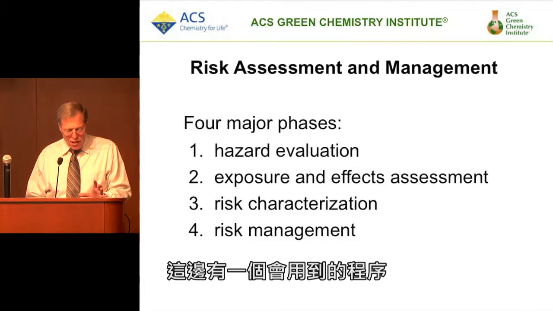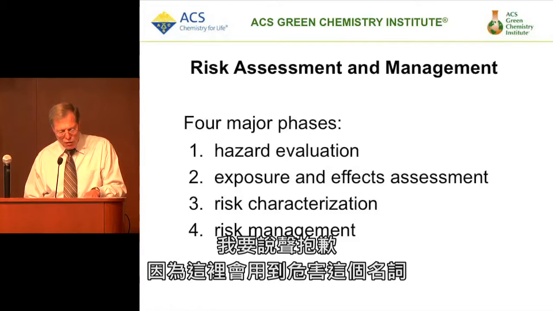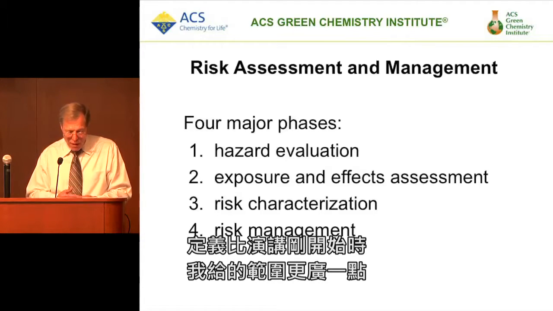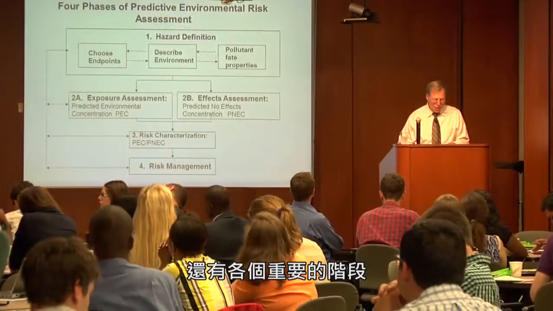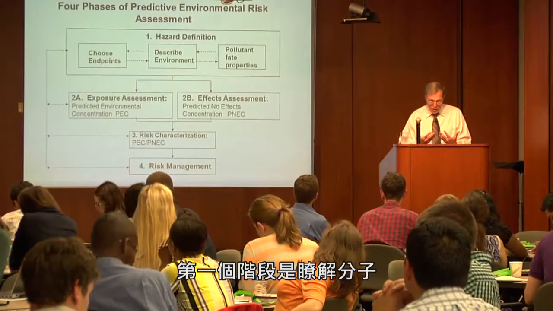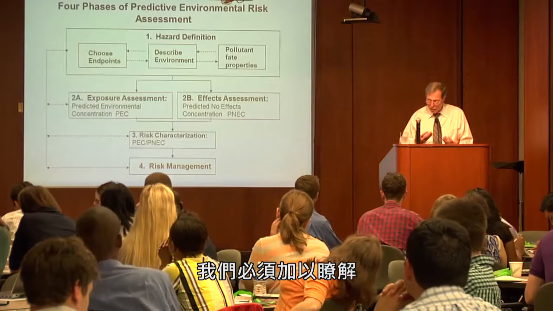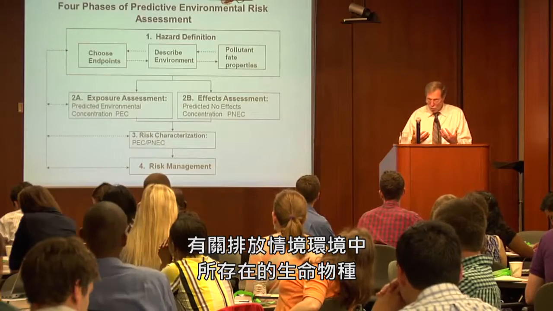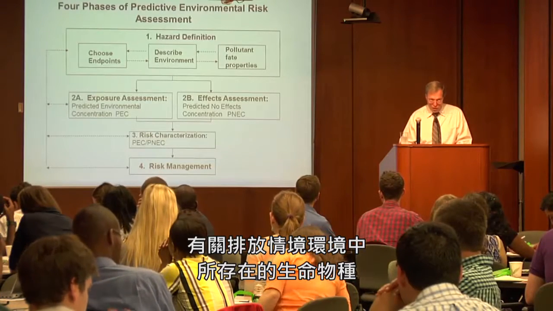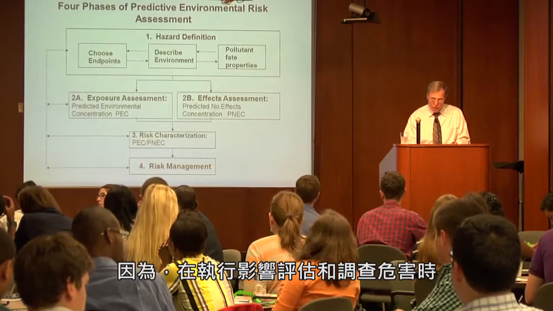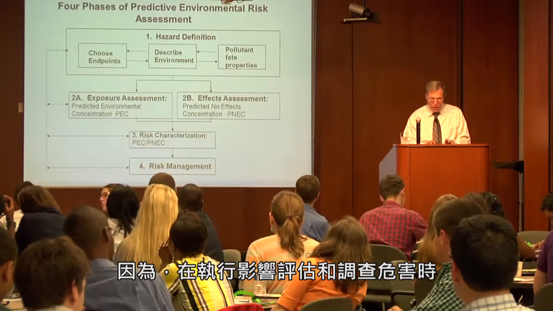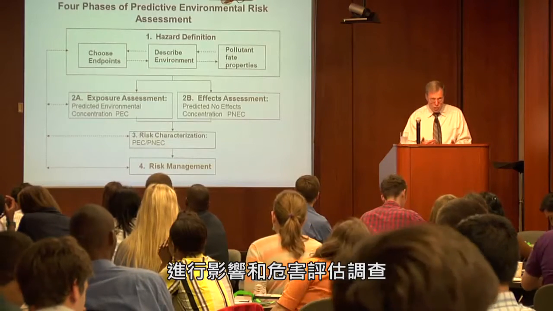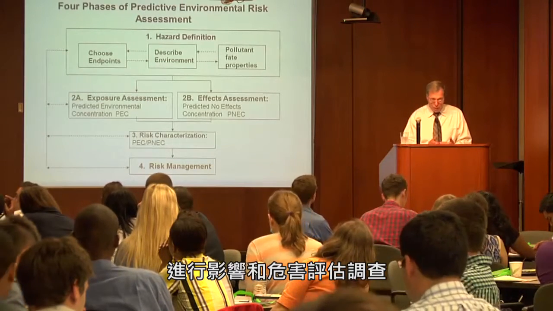There is a process that's used, and I apologize because the term hazard is used here a little bit more broadly than what I defined it at the beginning of this talk, but there are different major phases. The first phase is to understand your molecule. You need to know something about its pChem properties, something about the release scenario, something about what lives in the environment where that release scenario is, because when you do your effects evaluation and you look at the hazards, that is typically done on species that are relevant to the environment in which this chemical is going to be in.